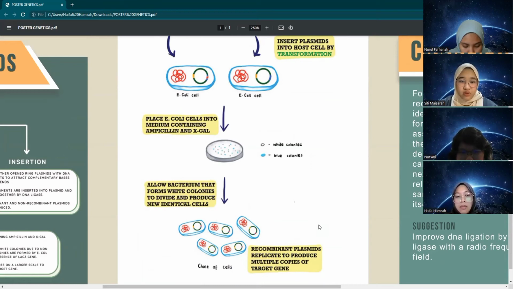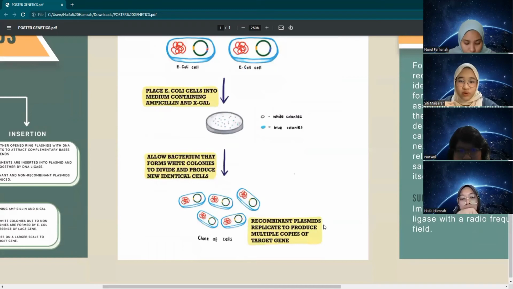As you can see on the diagram, there are two colors of colonies in the medium, which are blue and white. Lastly, the bacteria which form the colorless colonies, the white ones, that contain the donor DNA, can be isolated for further cloning. So lastly, we can produce clones of the targeted genes, as the recombinant plasmid replicates to produce multiple copies of the target genes. Okay, I'll pass to the next person.